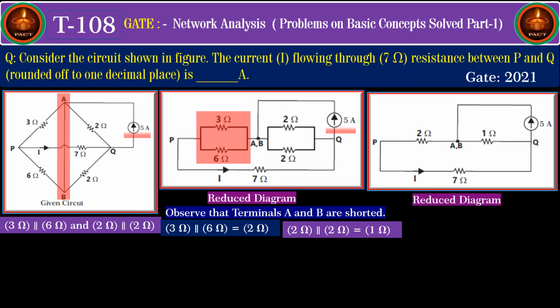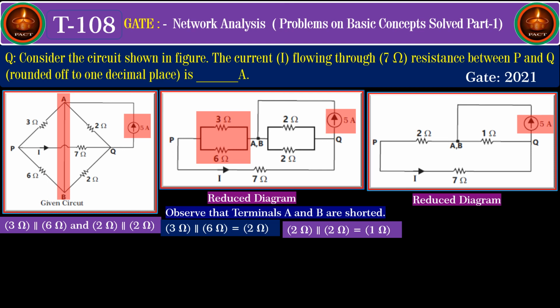Further, you see that the current source of 5 amperes is connected between Q and A in the original network, and in both the reduced networks, number 1 and number 2, it is connected between Q and A, B. In the original network, the current of 5 amperes enters A, B, so in both the reduced networks the current of 5 amperes enters A and B. This is how you have to transform what seems to be a complex network into a very simple network.